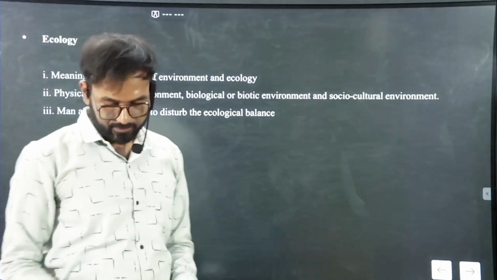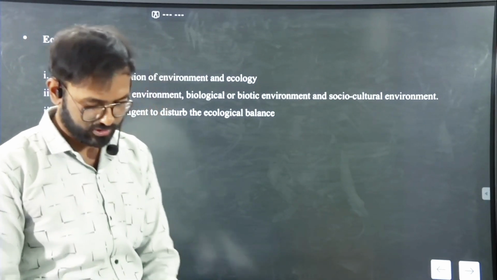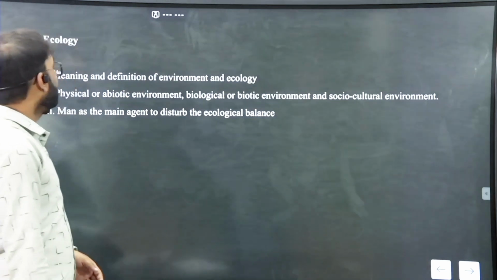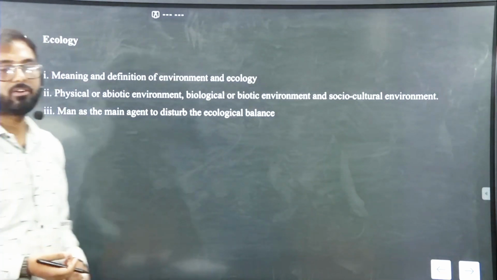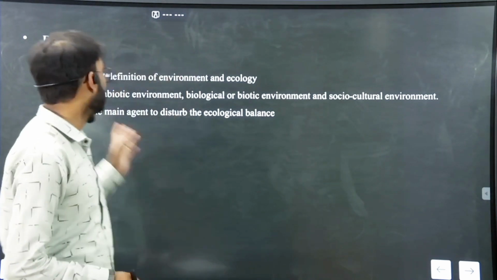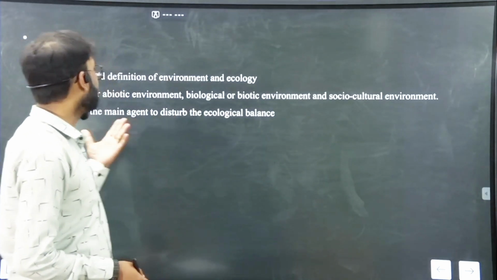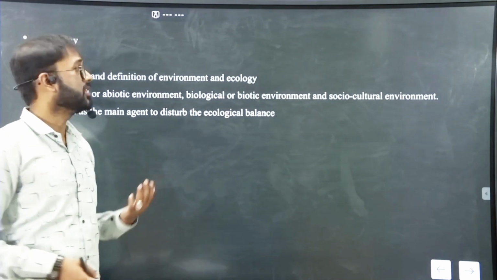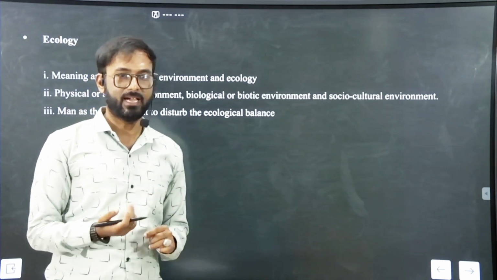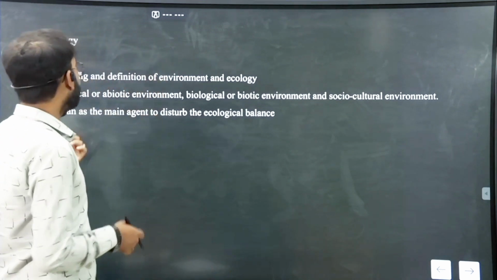And the last unit was the same as the old syllabus, that is ecology. In anthropology, ecology is a very important part because in anthropology we study human beings, and humans are related to the environment. So in ecology, we have to study the meaning and definition of environment and ecology. First we have to know what environment is. Environment is the surroundings, for example plants, animals, land, water. What comes in our surroundings is called environment.